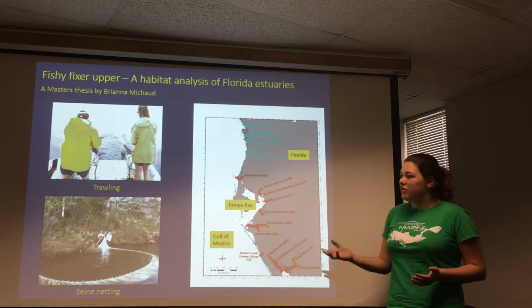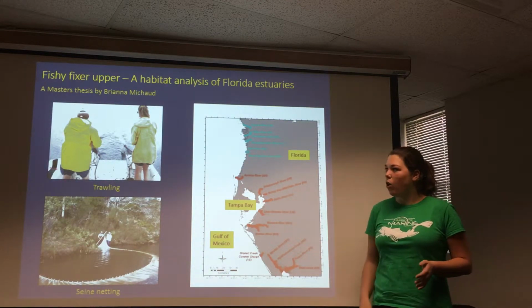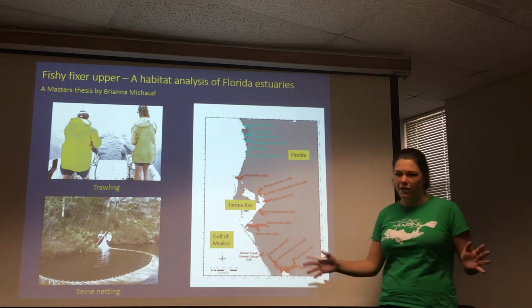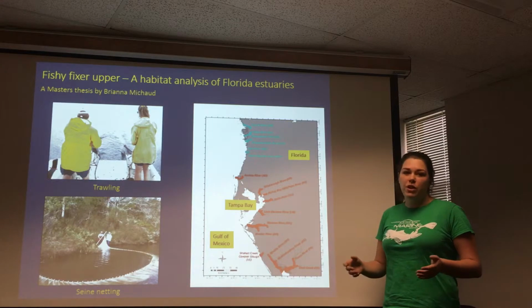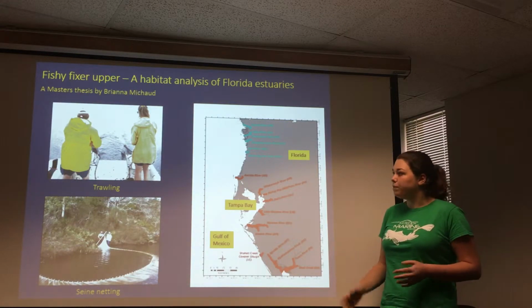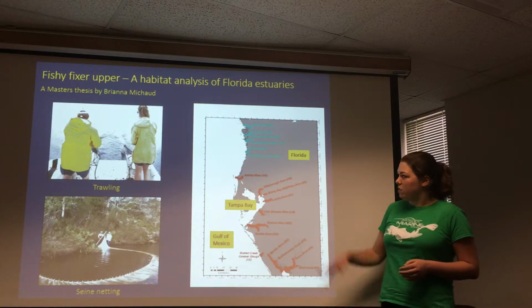Now, when we want to manage these estuaries, the problem is that they're very complicated. So the goal of our study was to look at a whole bunch of different species and a whole bunch of different variables to figure out which variables were the most important and which management actions would have the greatest effect. So we did this by looking at 13 different estuaries that can be seen here.